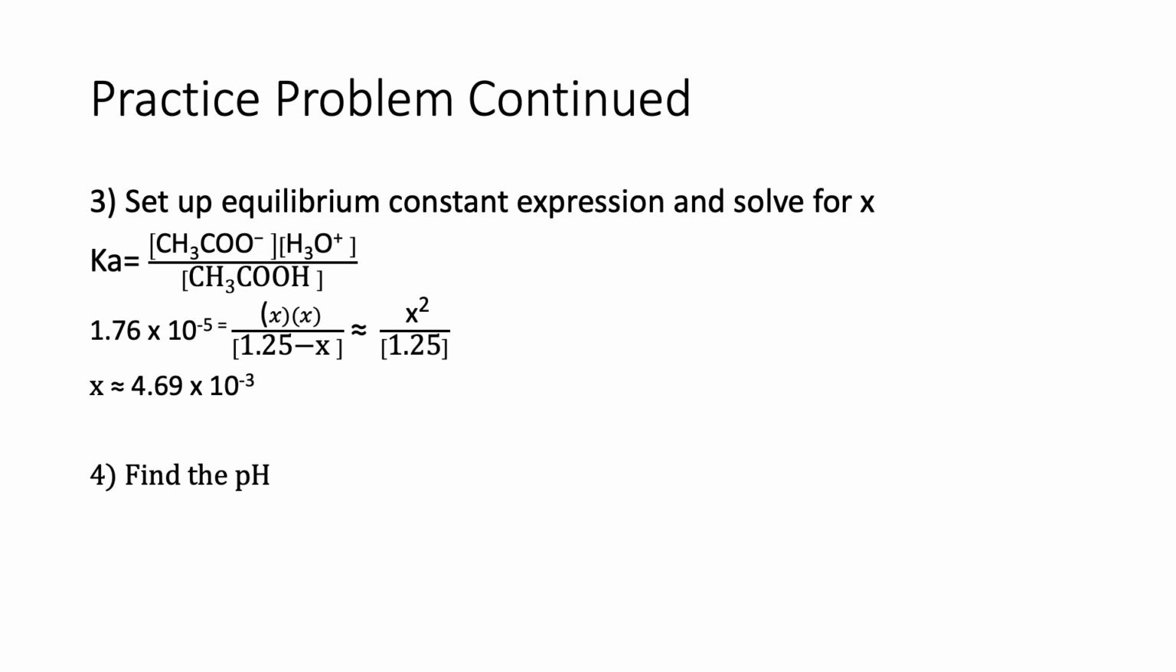Our fourth and final step is to find the pH. We know that X is equal to 4.69 times 10 to the power of negative 3, and that the concentration of hydronium is equal to X. Using this, we can find the pH by taking the negative log of the hydronium concentration, and this will give us a value of 2.34. Therefore, our pH of this solution is 2.34.